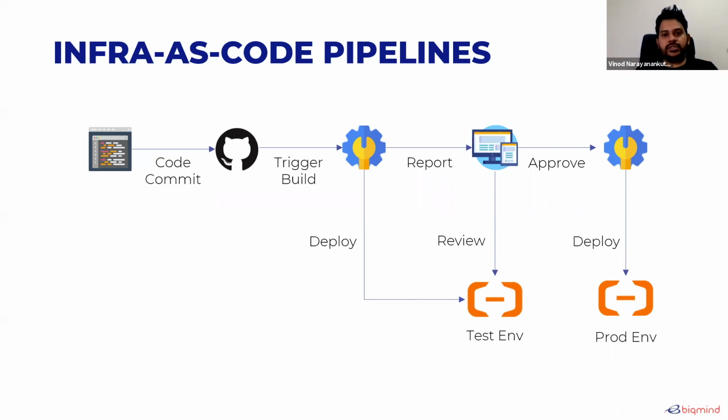Automated policy checks, security checks, cost estimation, or vulnerability tests, all this can be automated, and the report can then be sent to the admin or the ops team or whoever is doing the review. And once they have reviewed and approved, another plan and apply for the production environment can be triggered. This will then deploy the requested changes to the production environment.